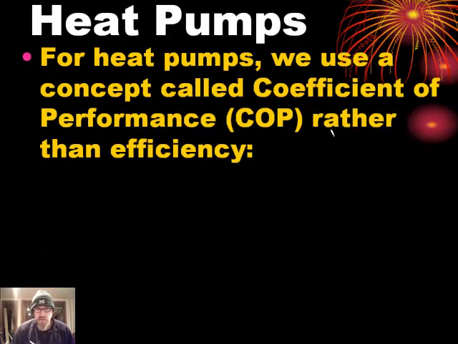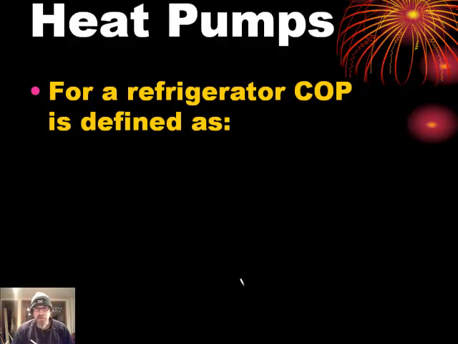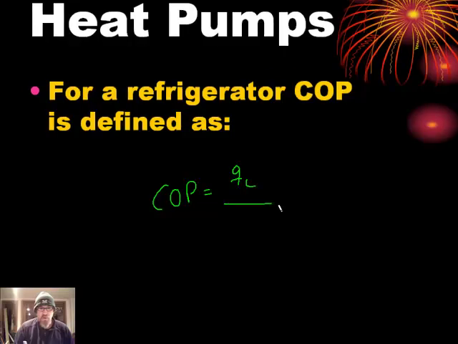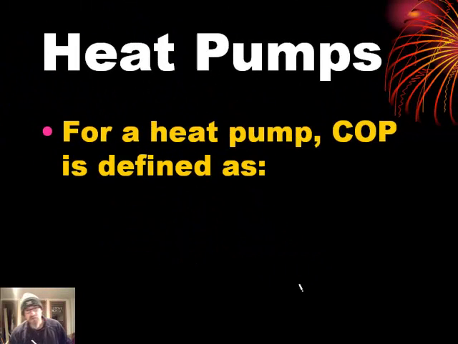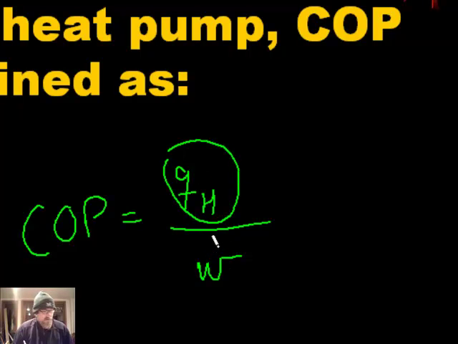We don't use efficiency in the same way we use it for heat engines. For heat pumps, we use something called coefficient of performance, or COP. Here's what the coefficient of performance is. COP is the heat moved over the work it takes to move it. If you're talking about a refrigerator, what you're interested in is how much energy can you move out of the cold place. And so for a refrigerator, COP is defined this way. COP is Q low over work. For a heat pump, like a geothermal heat pump, COP is defined a different way. COP for a heat pump is Q hot over work, because you're interested in knowing how much energy can you move into the hot place, which is your house or whatever you're heating.